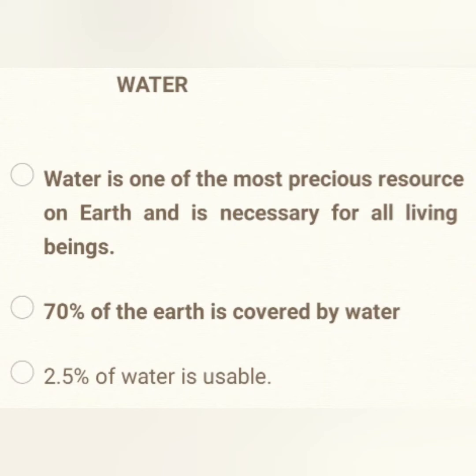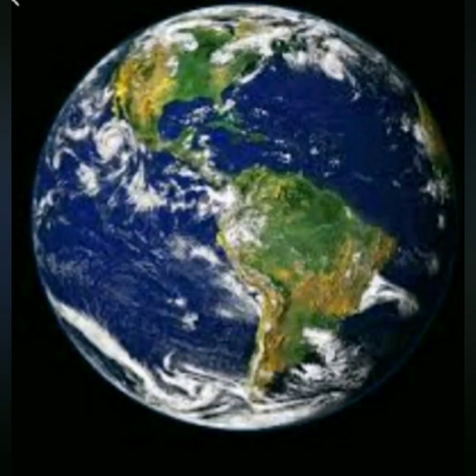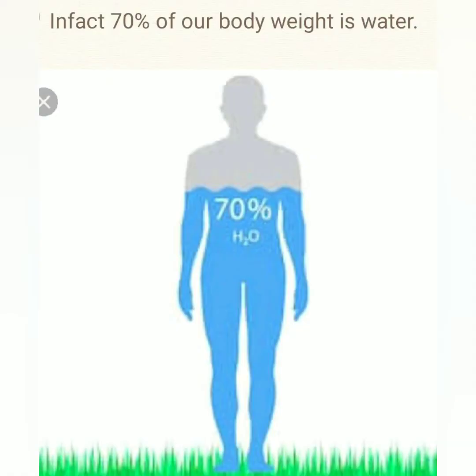As we know, water is the most precious resource on the earth and it is necessary for all living beings because we can't live without water. We use water for drinking, for cooking food, and washing our clothes. In fact, 70% of the earth is covered by water and only 2.5% of water is usable for us. Due to 70% being covered by water, the earth looks blue in the images. In fact, 70% of our body weight is water.